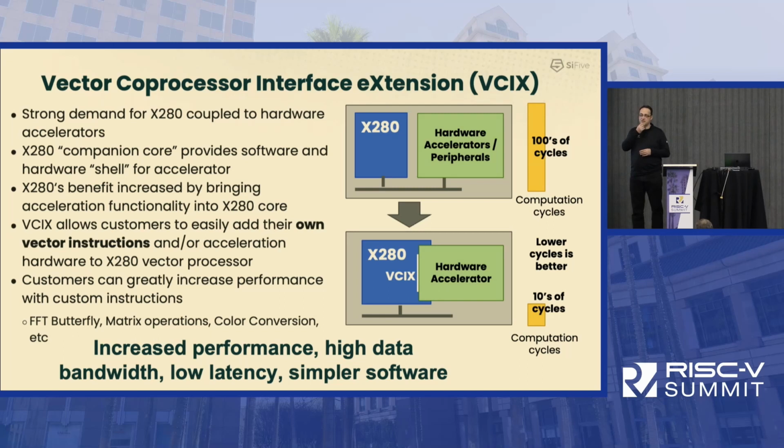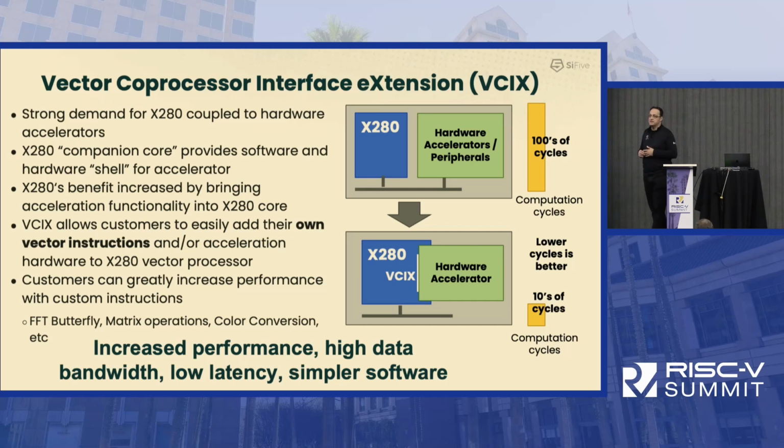The X280 was driving this through a memory mapped interface. And customers were saying, well, that kind of works, but for more efficiency, we'd like to have a much smoother coupling, lower latency between them. So we started talking with the customers and figuring out what's a way we can improve things. So we decided to add this vector coprocessor interface extension onto the X280.